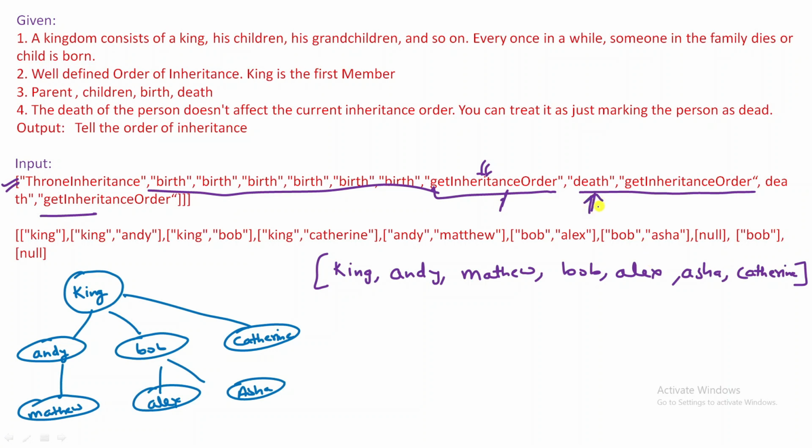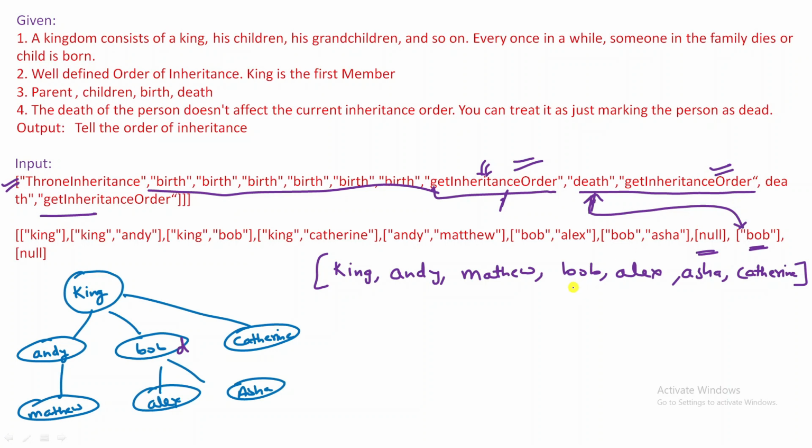They have said that there is a death of some person. One person is going to die, and in the input they say Bob is dying. So this null is for this. Bob died, so I will just write D to mean that Bob has died. And then they say tell me the inheritance order.